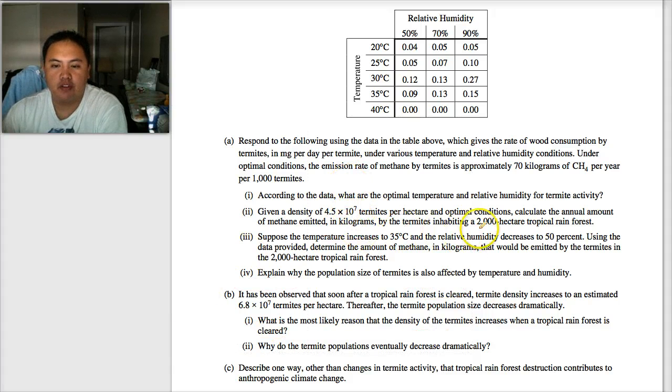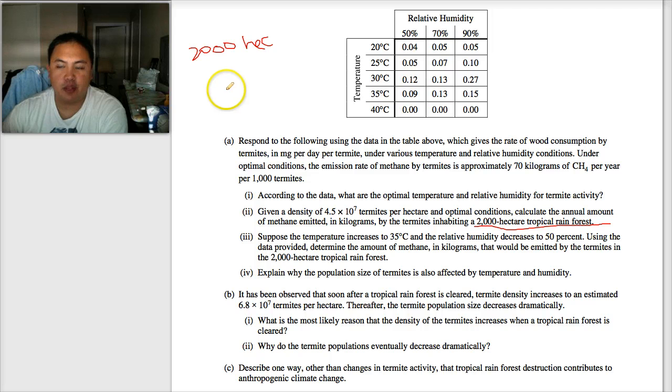I want to know if I have a 2,000 hectare rainforest, how many kilograms of methane per year am I going to get? So I told you always to start with what they give you. They give me a 2,000 hectare tropical rainforest. So maybe I could write this here. We got 2,000 hectares.